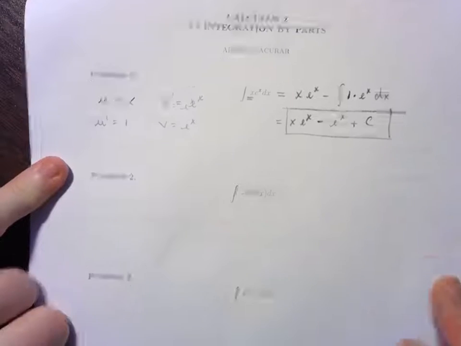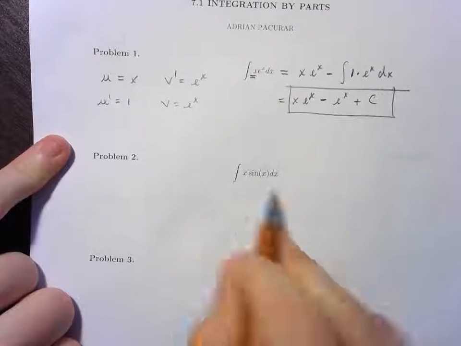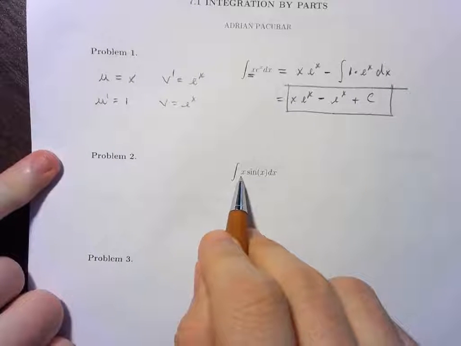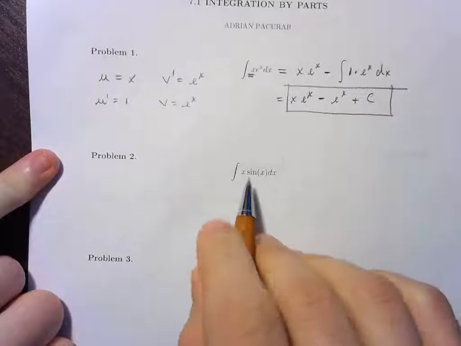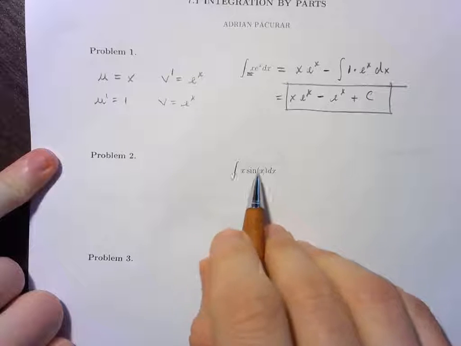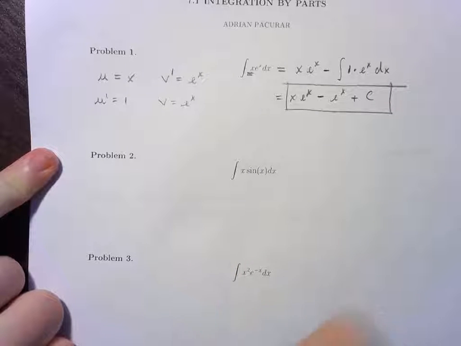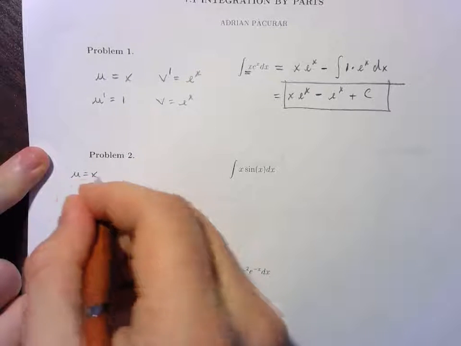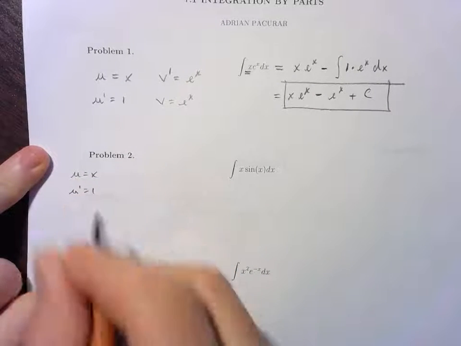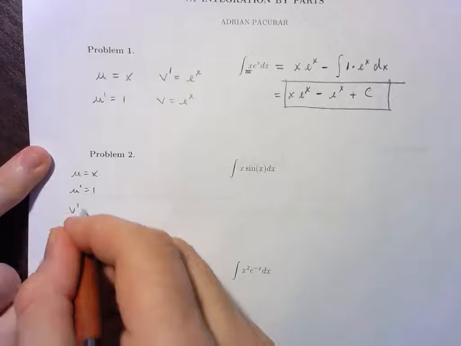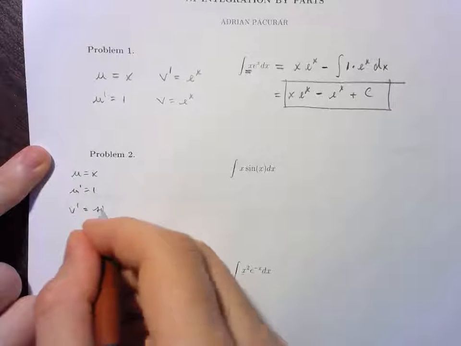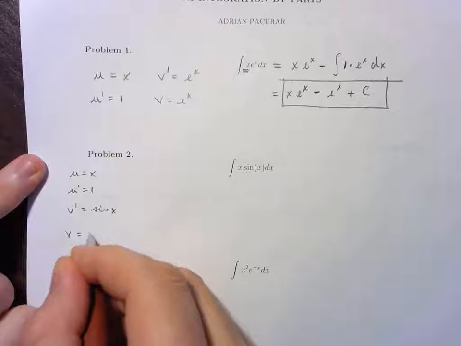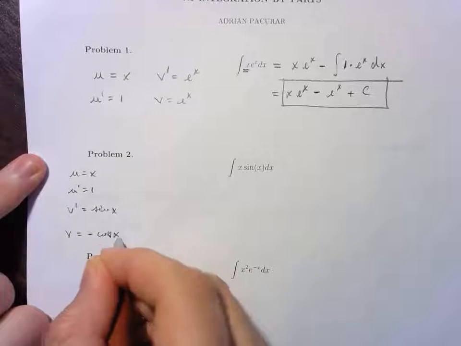Let's move on to the next problem. This time I'm multiplying x by sine of x, and again I should choose the u to be x because its derivative becomes simpler, and sine of x, I know its antiderivative, so that's going to make things easy. So let's go ahead and let u equals x, u prime is 1, v prime is sine of x, and the integral of that is negative cosine, so v is negative cosine of x.